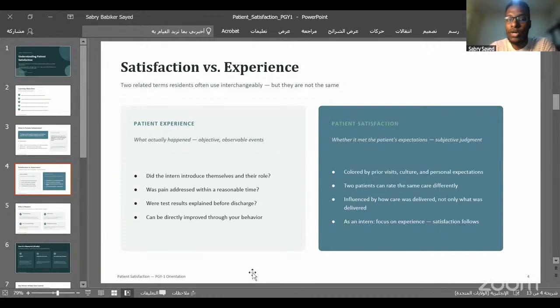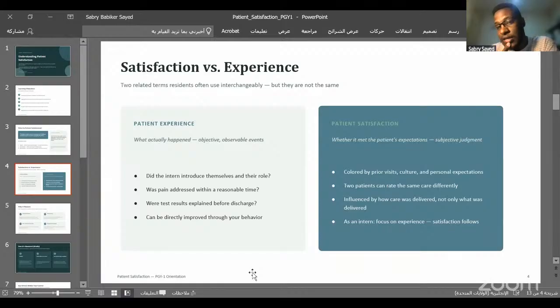In patient experience, it's objective. Did the intern, for example, introduce themselves and their role? This is considered patient experience. Was the pain addressed within a reasonable time? This is also considered patient experience. Were test results explained before discharge? This can be directly improved through your behavior. So the patient experience can be improved with practice.